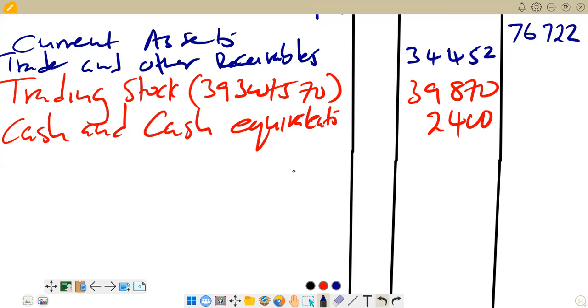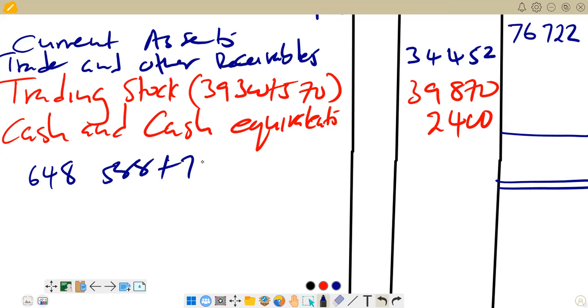Then we can now add to get the total assets. So here we can put our double lines. Remember, this is the first balancing figure that we are getting. So we are going to add 648,588, which is the total for non-current assets, and then this one, 76,722, which is for current assets, to get the total assets. If you do that, the answer that we are supposed to get there is 725,310.